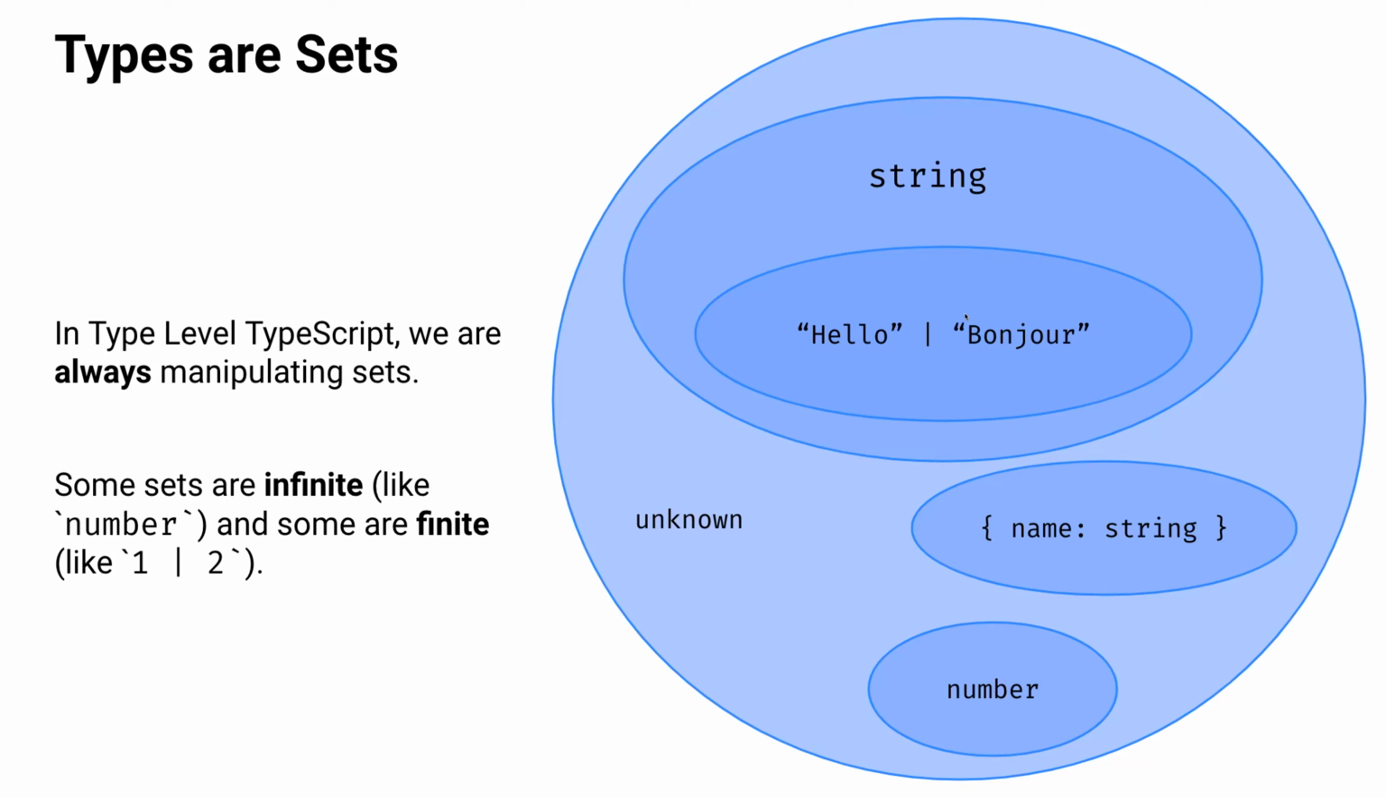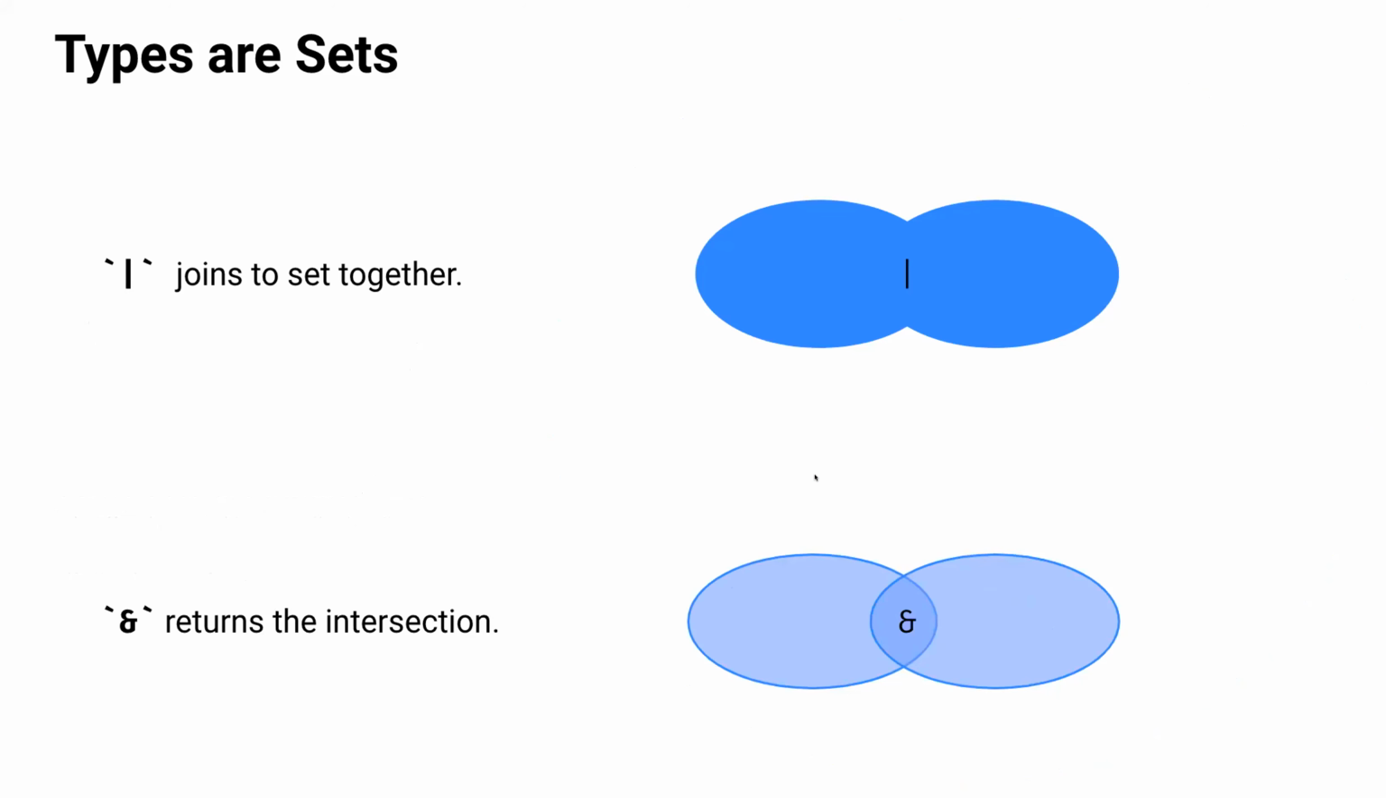And they can contain each other, right? You can have sets that contain other sets. And everything is contained in this unknown thing. So the union constructor returns the union of two different sets, right? And intersection, the intersection of it.